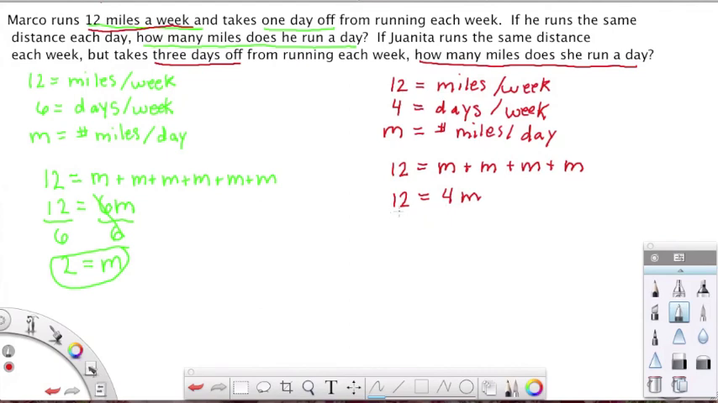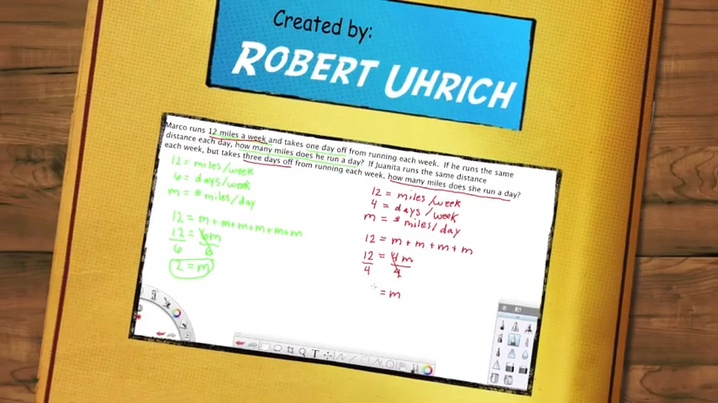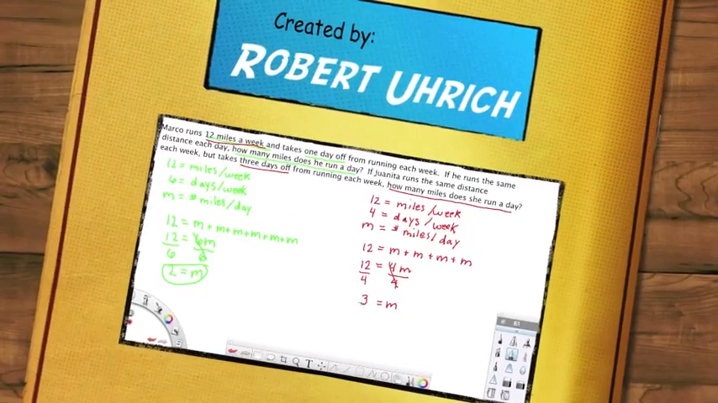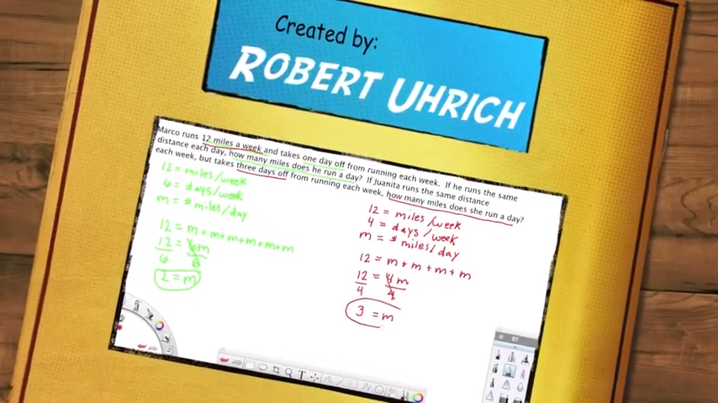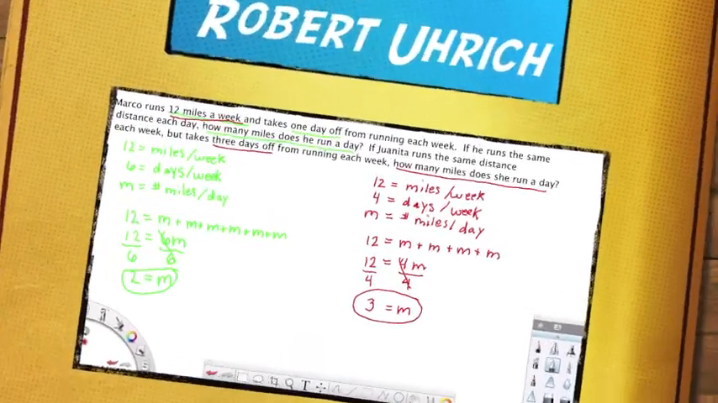And once again, simplify. Well, this is already in simplest terms. We want to solve. Here's our equation. So we want to isolate the variable. What's happening to the variable? It's being multiplied by 4. What's the inverse operation of being multiplied by 4? Dividing by 4. And what we do to one side, we must do to the other. When we factor our 4's out, we're left with m over here, and 12 divided by 4 is 3. So Juanita runs 3 miles each day.